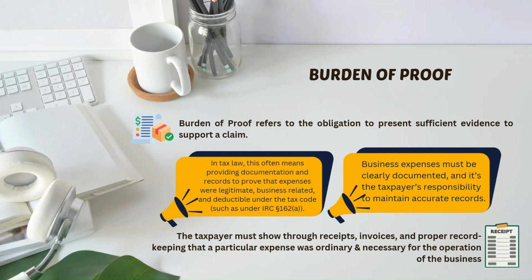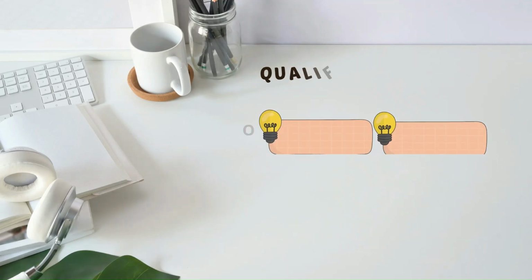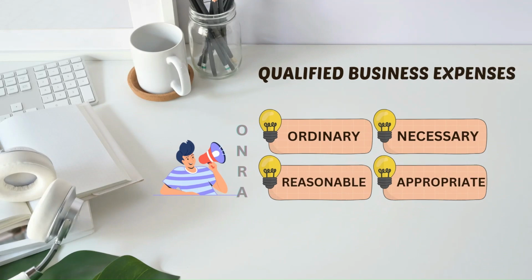Before we end the session, here's a short acronym, ONRA, as your guide to think about your future business expenses. Again, ordinary, necessary, reasonable, appropriate.